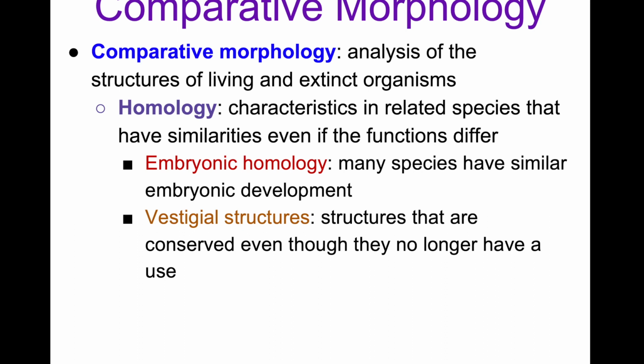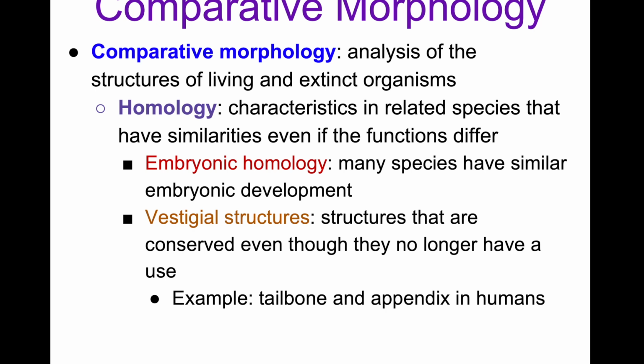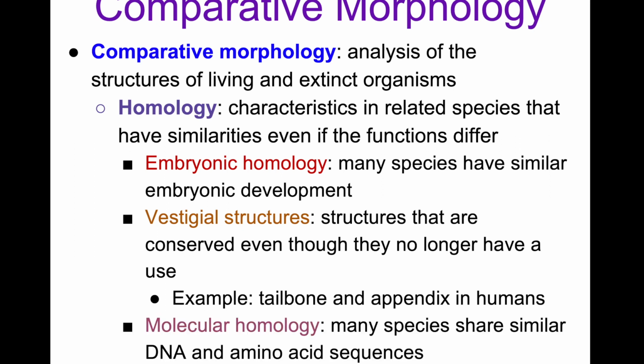And then vestigial structures. So these are structures that are conserved even though they no longer have a use. Humans have some vestigial structures, most notably is your appendix. So it's a structure that is in humans. Every human that is born has an appendix, but they don't have a use anymore. An example for this is like a tailbone or appendix. And we also have tailbones, right? So our spine ends at like kind of a point where there used to be a tail there. We have tailbones even though we don't have tails.